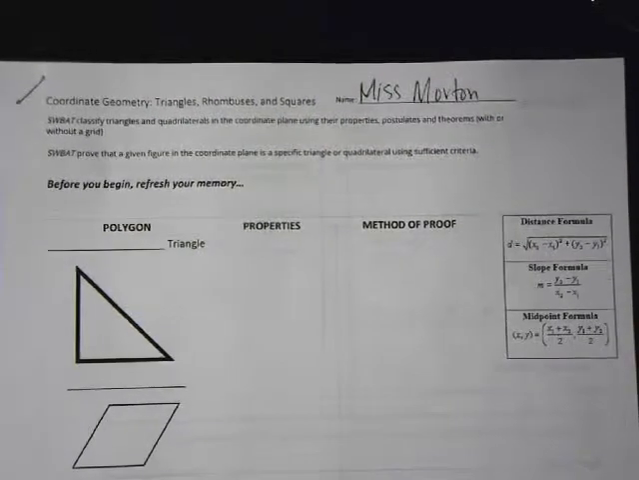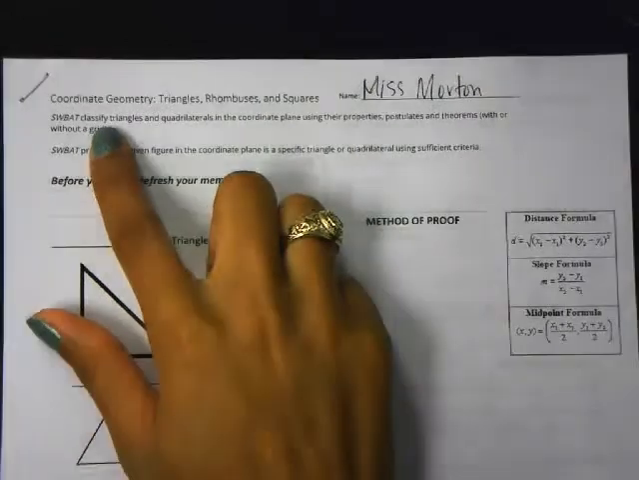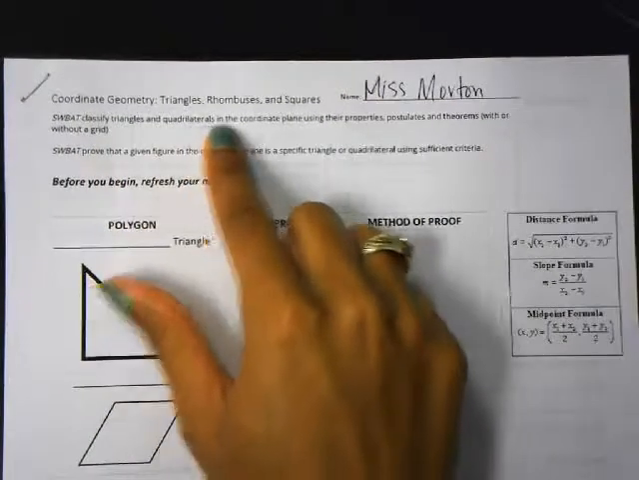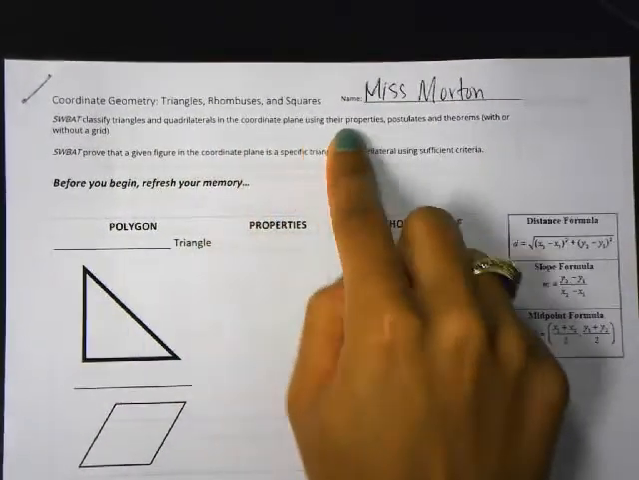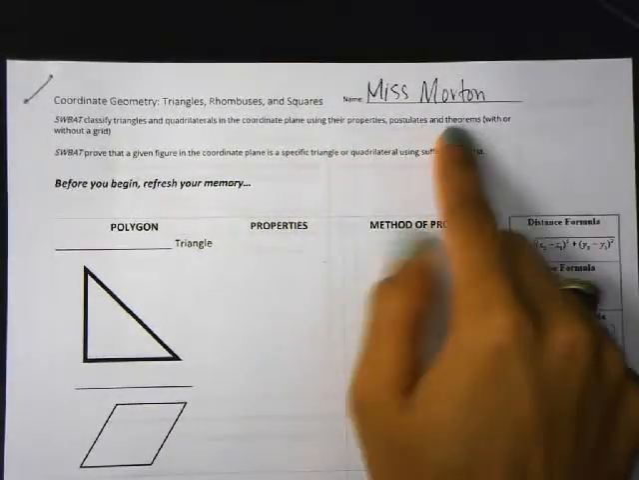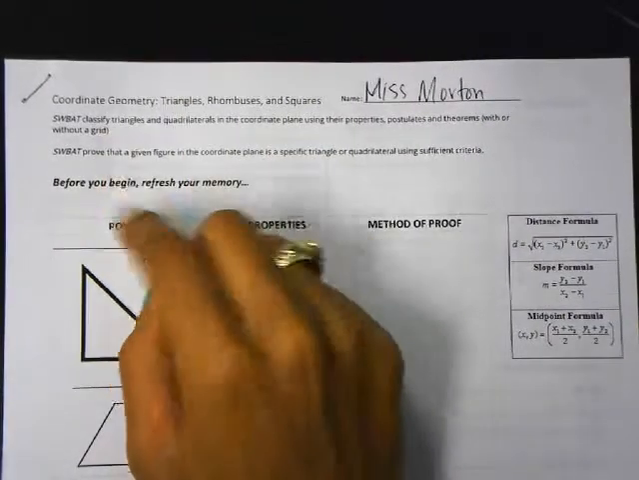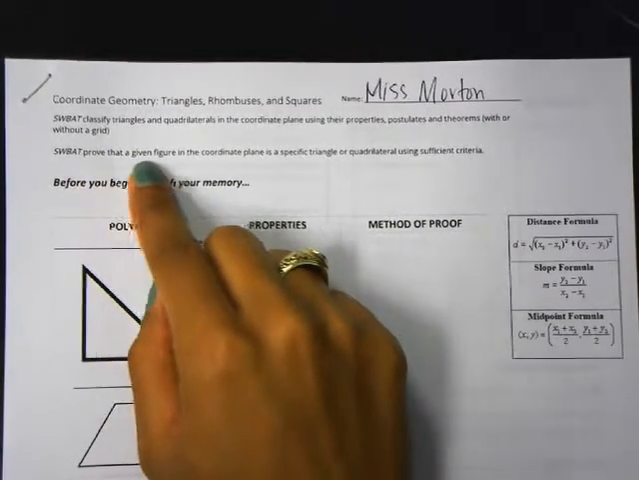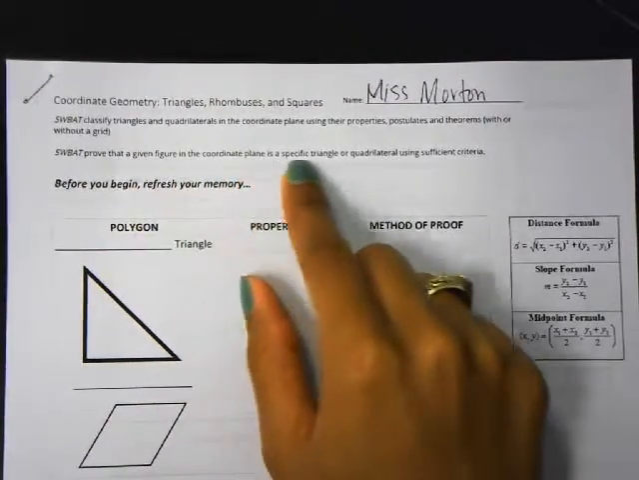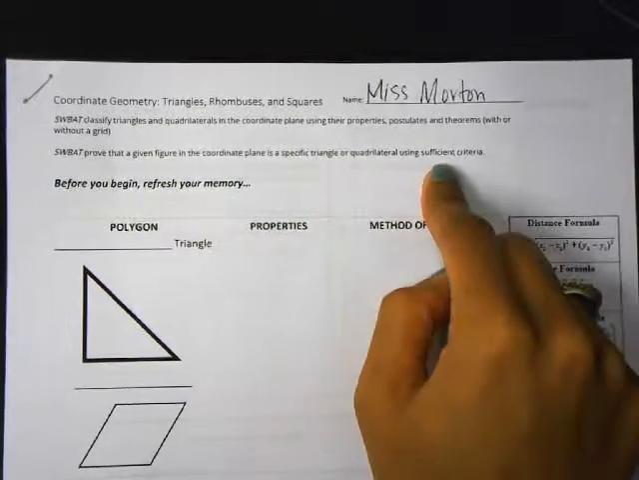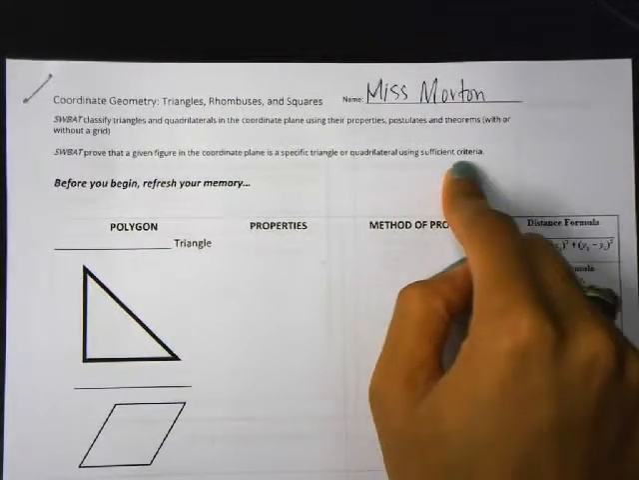Alright guys, so today we're going to continue with coordinate geometry, and we're going to add right triangles to our list as well as rhombuses and squares. So again, the purpose of today is for you to be able to classify triangles and quadrilaterals in the coordinate plane using their properties, postulates, and theorems, with or without a grid. You also need to be able to prove that a given figure in the coordinate plane is a specific triangle or quadrilateral using sufficient criteria.